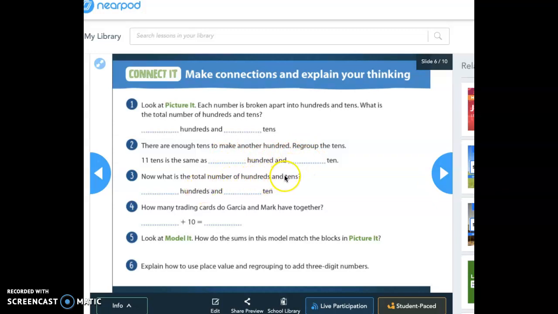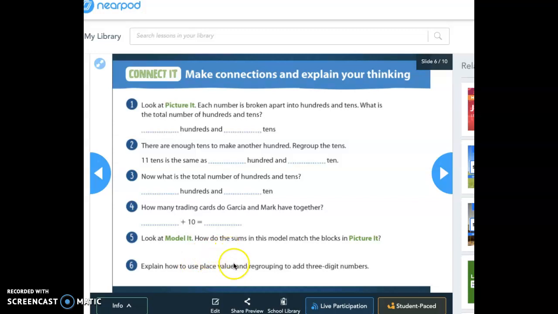Now, what is the total number of hundreds and tens? Well, if you combine them, there's 4 hundreds because we had 300 before, and now with the new 100, we have 4 hundreds and 1 ten. So you should have a 4 and a 1 on that one. Then it says how many trading cards are there? Well, 4 hundreds is the number 400. So right here, you're going to write the number 400. Then you'll add 10 to that, and you got 410.